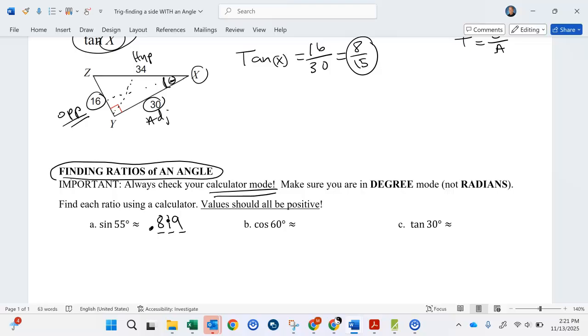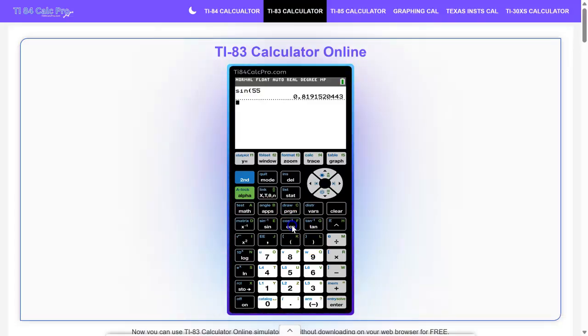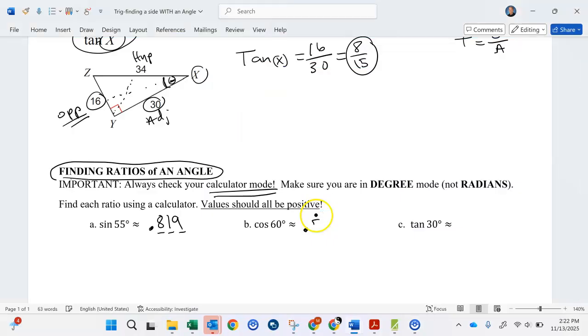So go to the calculator and try that. So cosine 60 is right here. Cosine 60, enter, and we get 0.5. Okay, 0.500.